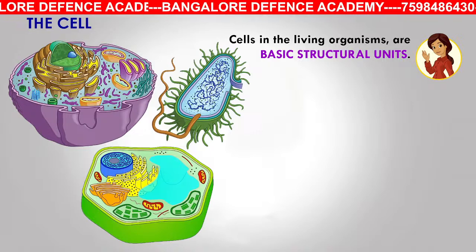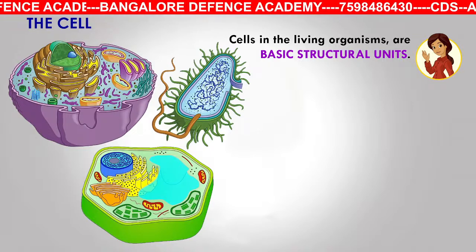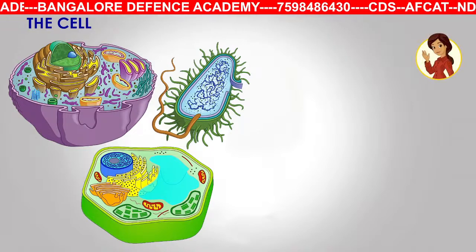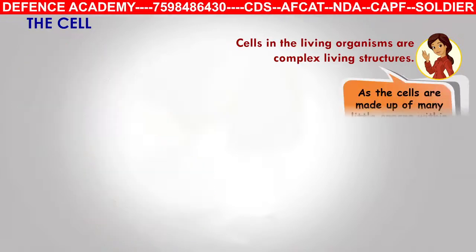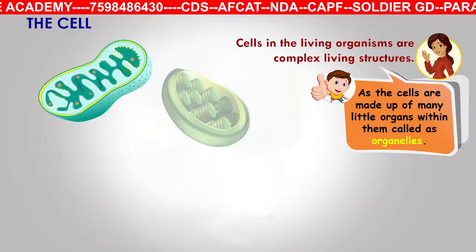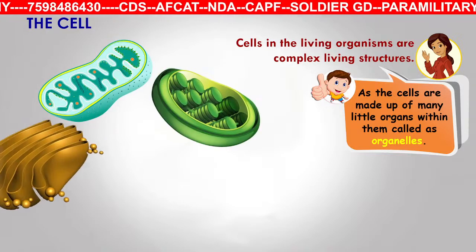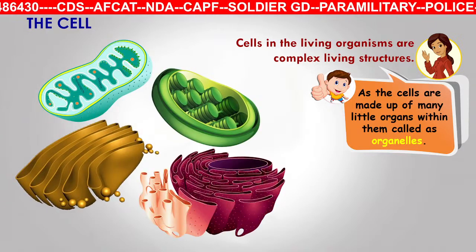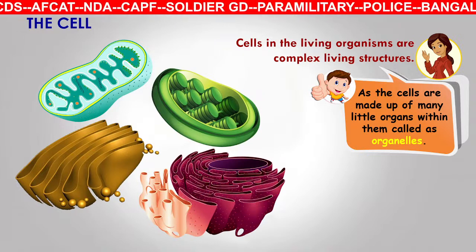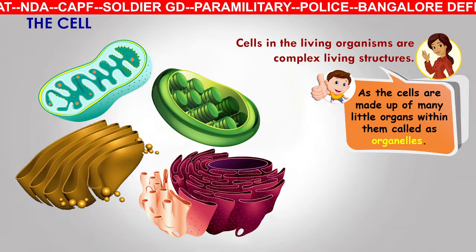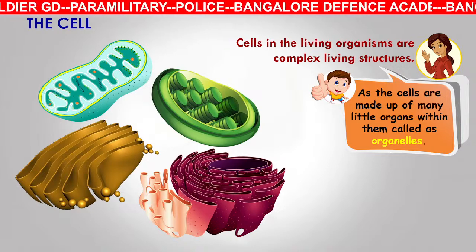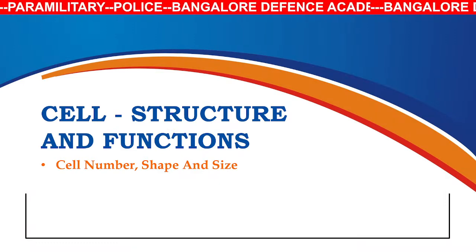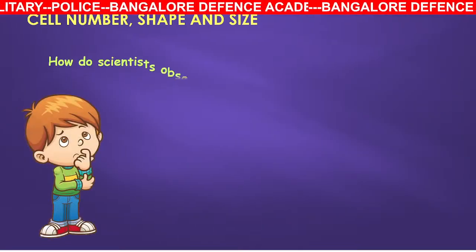Now we'll see what is this animal, why this is, no, we have one tail kind of thing here. Cells in the living organism are complex living structures as the cells are made up of many little organs within them called cell organelles. You might have heard about mitochondria, correct? Mitochondria, then you have Golgi apparatus, then you have endoplasmic reticulum. So they look like this. Got it? Next, cell number, shape and size.